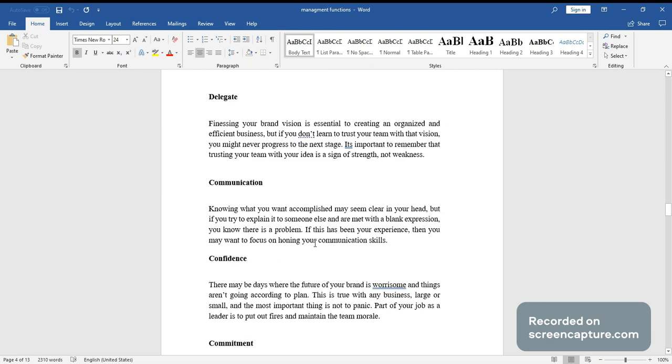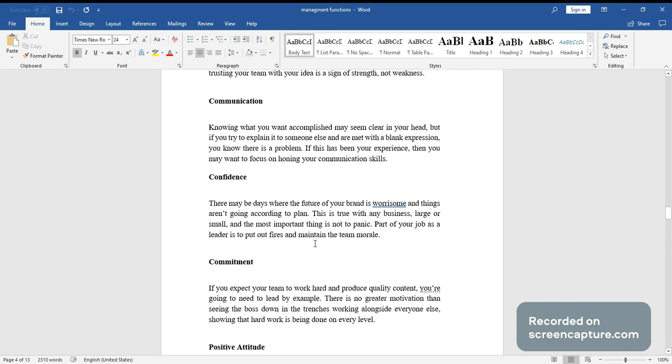Communication. Knowing what you want to accomplish may seem clear in your head, but if you try to explain it to someone else and are met with a blank expression, there is a problem.